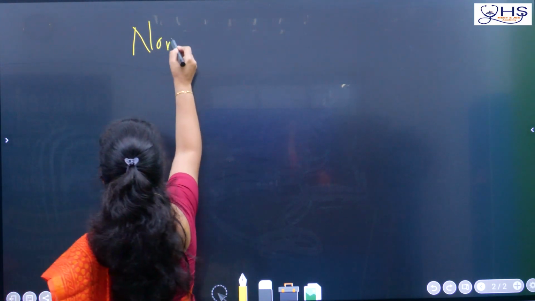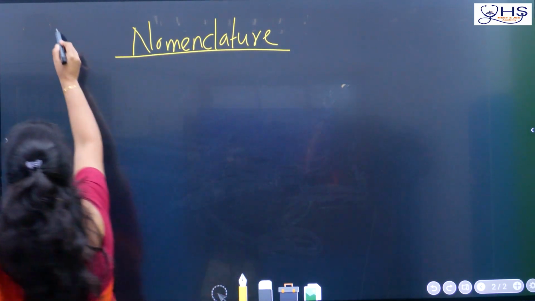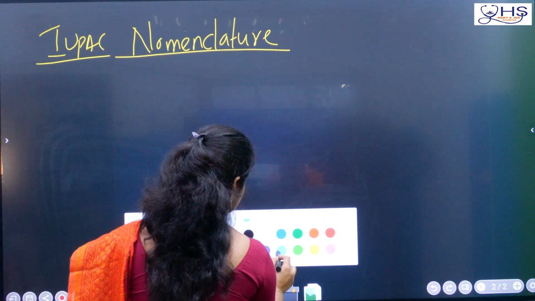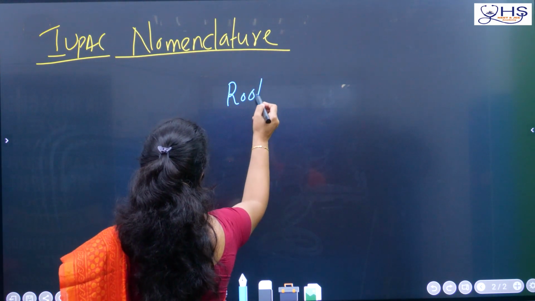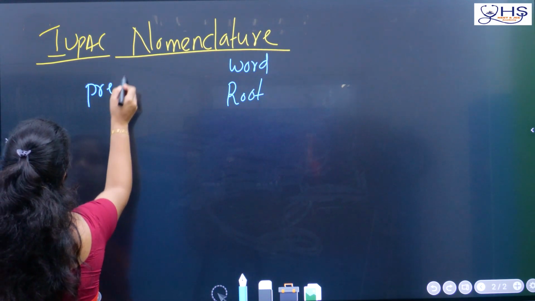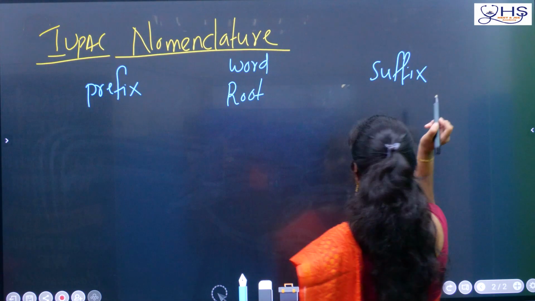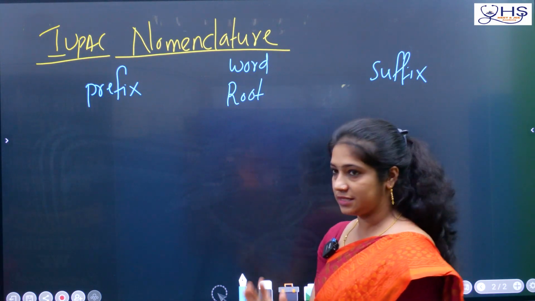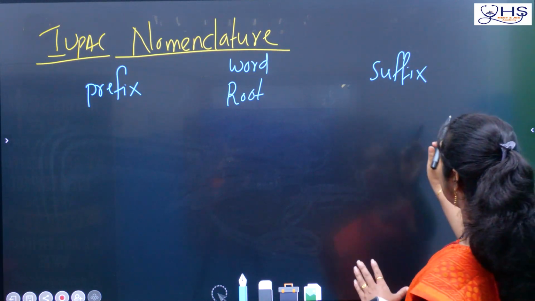In nomenclature, see, IUPAC nomenclature, we have to follow a system. In IUPAC naming, it contains three parts. One is the center, which is known as the root, or you can say the word root. Here you have the prefix: on the left side you will have the prefix, and on the right side you will have the suffix. So any IUPAC name of any organic compound contains three parts. One is the prefix part, which we write at the start. Then another one is the word root, which we write in the center, and the last part is the suffix.